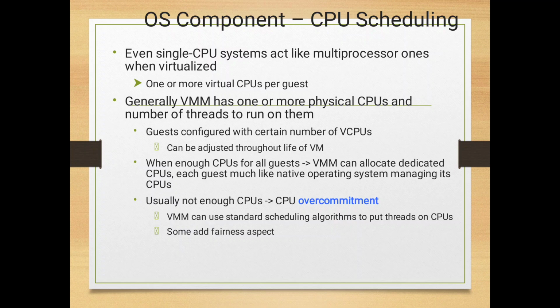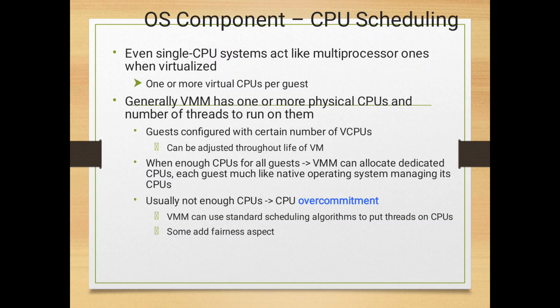Here the guest is configured with a certain number of virtual CPUs, which can be adjusted throughout the life of the virtual machine. When there are enough CPUs for all the guests, the virtual machine manager can allocate dedicated CPUs to guests, much like a native operating system managing its CPUs. Usually there are not enough CPUs. Here comes CPU overcommitment. The virtual machine manager can use standard scheduling algorithms to put threads on the CPUs.